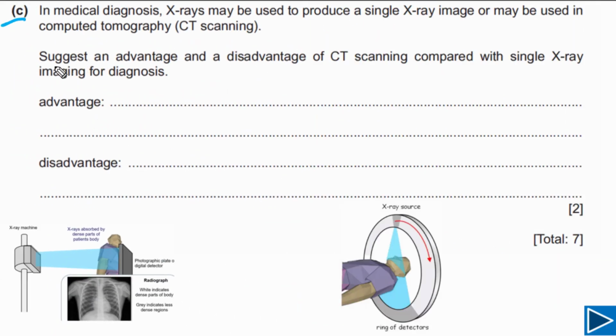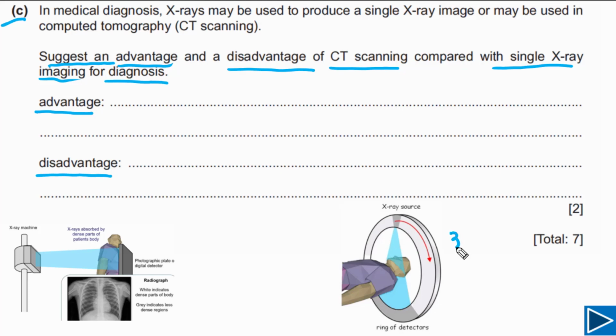For part C, the question is asking us to suggest an advantage and disadvantage of CT scanning compared with single X-ray imaging for diagnosis. First of all, we will talk about the advantage, then we will discuss the disadvantage. The advantage of CT scan is that we can get a three-dimensional image, and the image can be rotated and viewed from different angles. But in case of X-rays, we only get a 2D image. So that is the advantage of CT scan over X-rays.